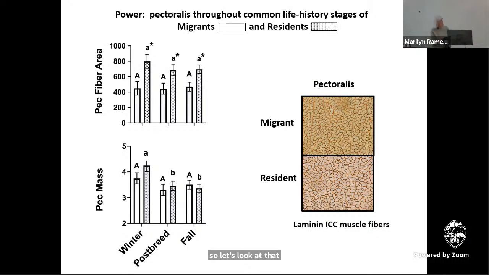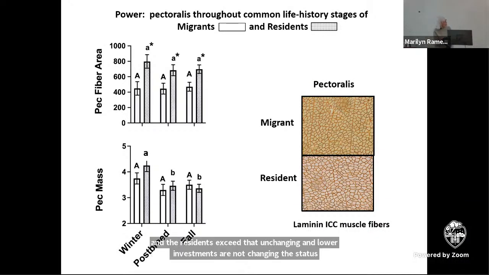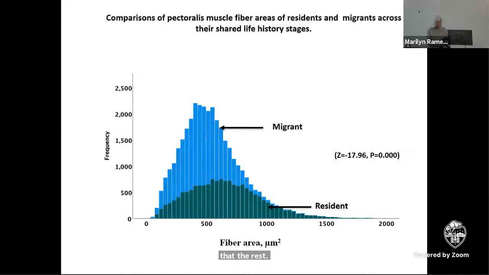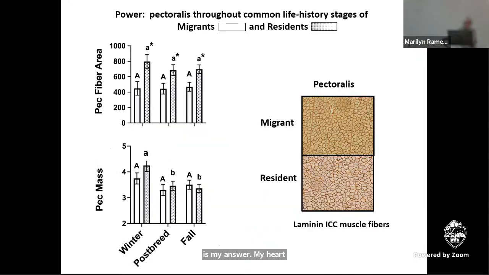If we look at the comparison of pectoralis in the migrant and pectoralis in the resident, they're different: the residents are larger. I know it's a little bit hard to see that, so let's just look at the frequency distribution. If you look at the distribution of fibers, the residents are larger than that of the migrants. Let's think, well, if migrants are lighter, don't they need large fibers? Get back to that in a minute.